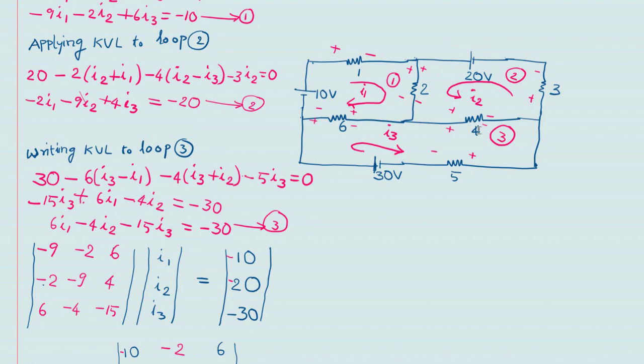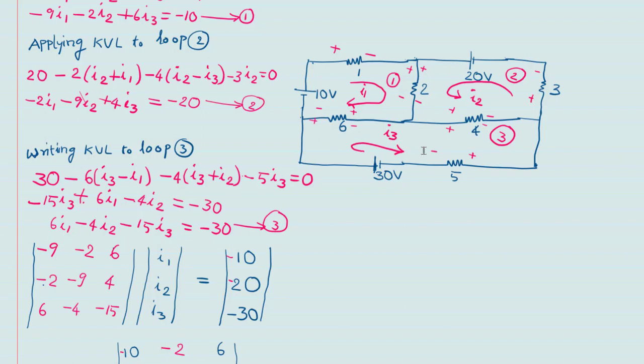Next, the same I2 flows through this 4 ohm resistor. First it enters here, so we call that the positive terminal, and leaving the 4 ohm resistor, we call that the negative terminal. Then the same current I2 flows through the 3 ohm resistor also. Entering the 3 ohm resistor, we call it positive and leaving the 3 ohm resistor negative, like this. So we covered all the elements for loop 2.